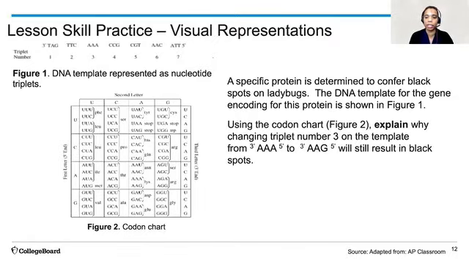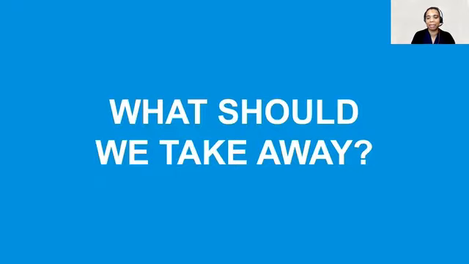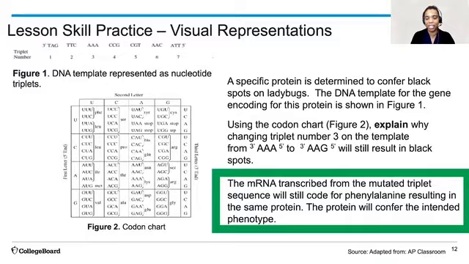A specific protein is determined to confer black spots on ladybugs. The DNA template for the gene encoding for this protein is shown in figure 1. Using the codon chart, explain why changing the triplet number 3 on the template from 3' AAA 5' to 3' AAA 5' will result in black spots. Did you say that the messenger RNA transcribed from the mutated triplet sequence will still code for the same amino acid, phenylalanine, resulting in the same protein? The protein will confer the intended phenotype.